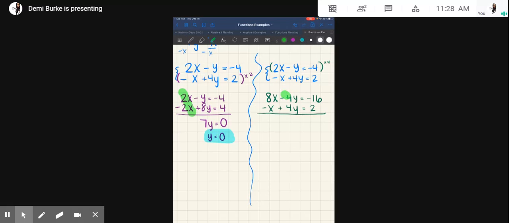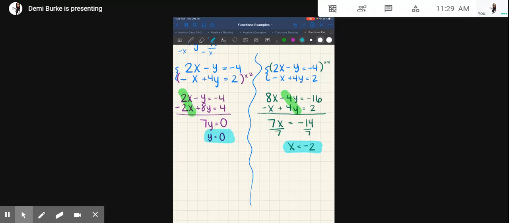My y's would cancel, a negative 4y and a positive 4y cancel out. So adding straight down, I have 7x over here. Negative 16 plus 2 is equal to negative 14. Dividing by 7 on both sides, this tells me that x is going to be equal to negative 2. I'm going to tuck that information in our back pocket, because from here you have options.